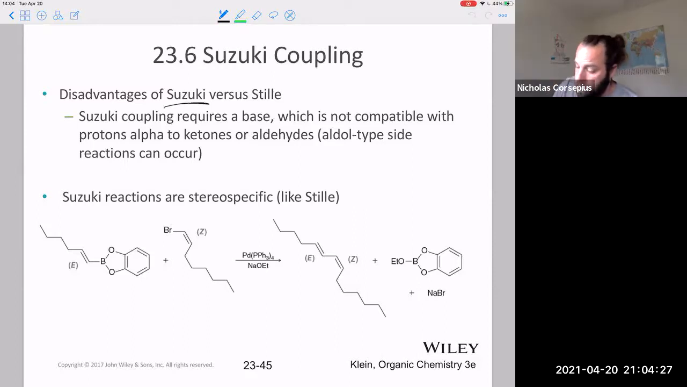Disadvantages of Suzuki though, is that it requires that strong base, which means it's not going to be compatible with any sort of acidic proton. And this actually includes ketones or aldehydes. We do not think of ketones and aldehydes as having readily donatable protons. But because of the conditions of these reactions, those alpha protons that act like acid sometimes can be plucked off, and then you have these side aldol type condensations.